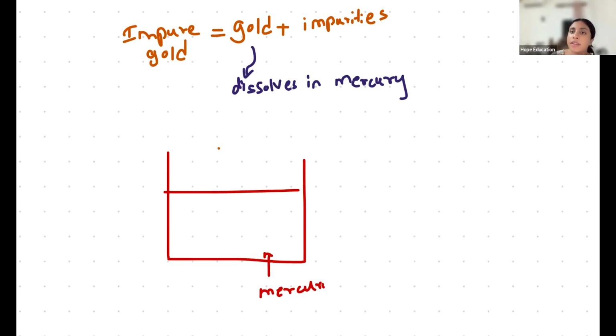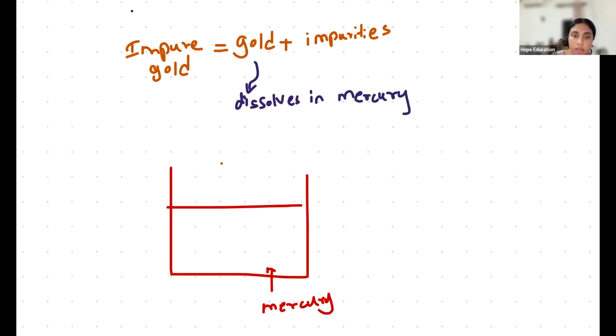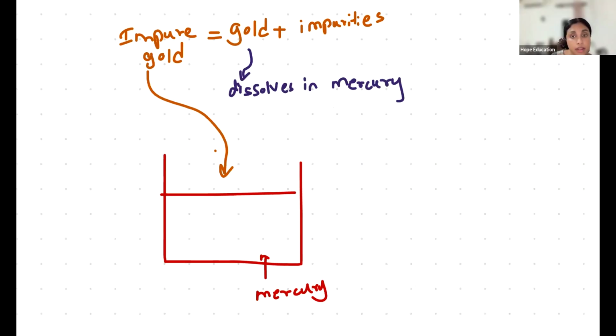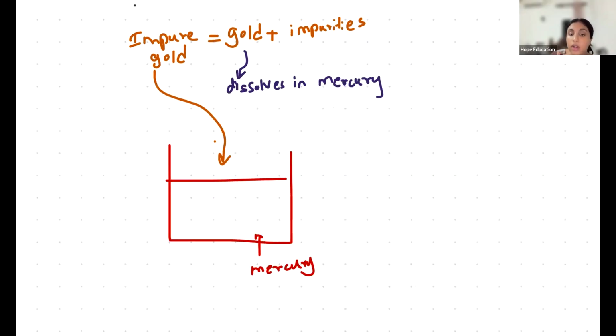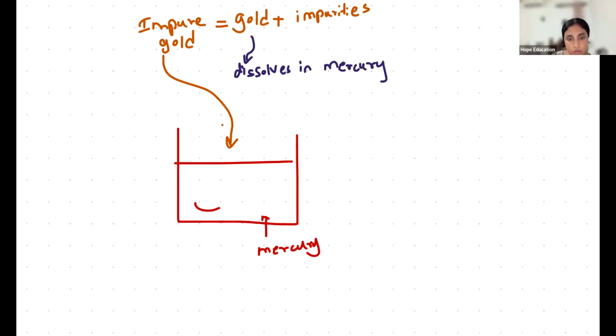Now I have impure gold. Impure gold means gold plus impurities. I add it to mercury. Now gold dissolves in mercury. Gold dissolves nicely in the mercury. So this is mercury plus gold.